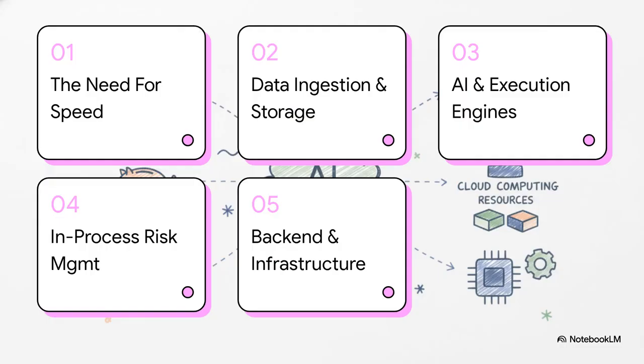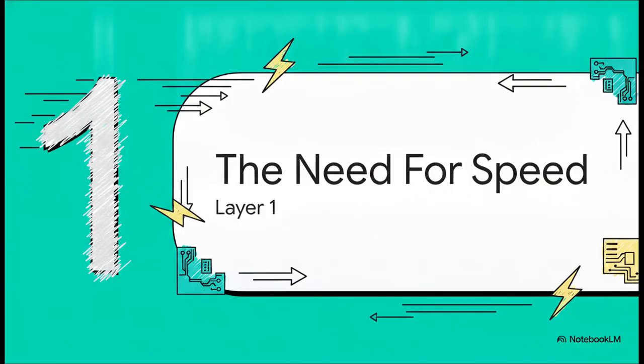So here's our blueprint. We're going to break this architecture down layer by layer. We'll look at the need for speed, data ingestion and storage, the AI and execution engines, in-process risk management, and finally, the back-end, infrastructure, and monitoring. Let's jump right into part one, the need for speed.